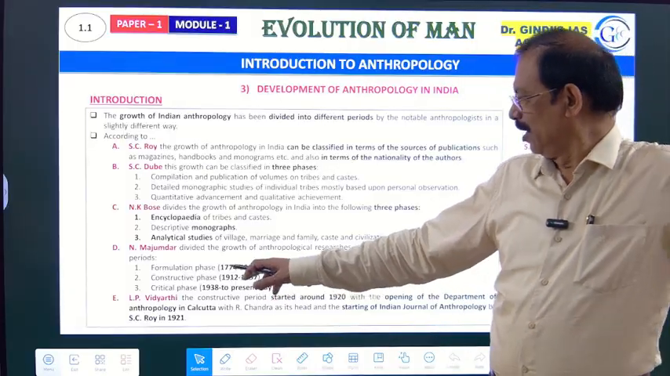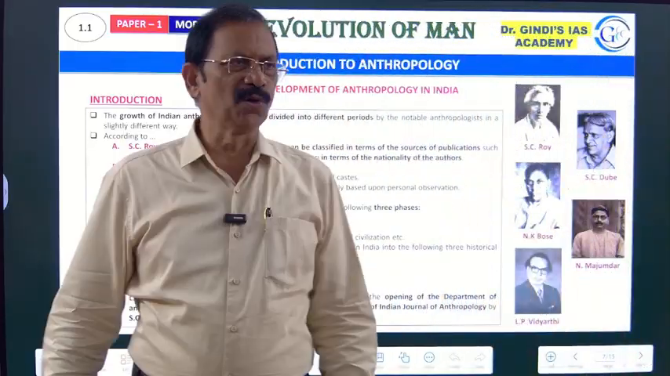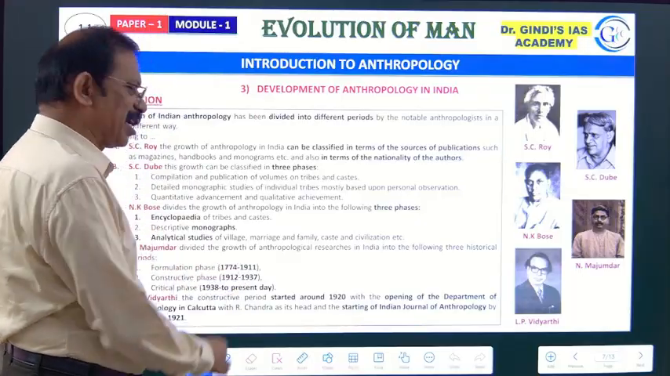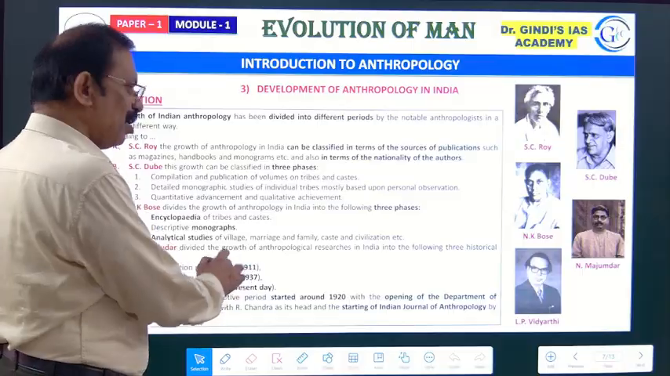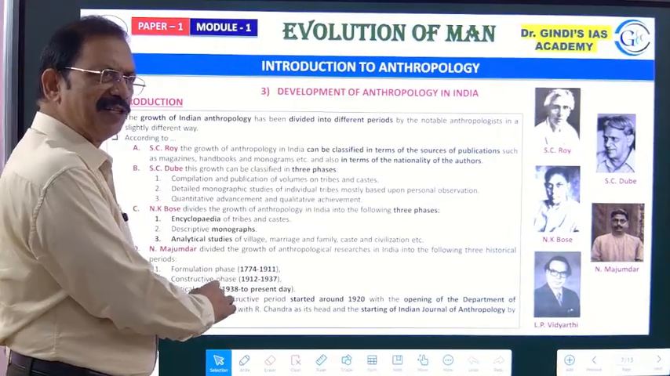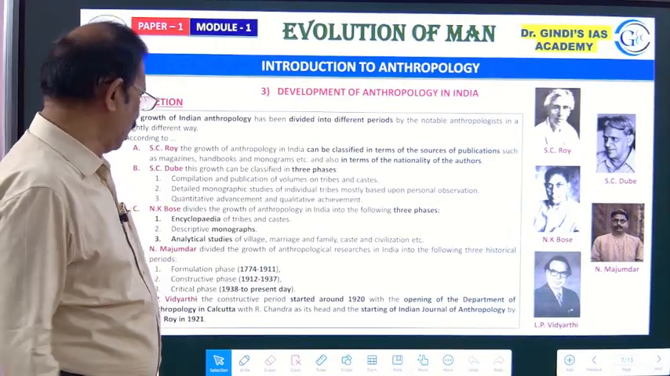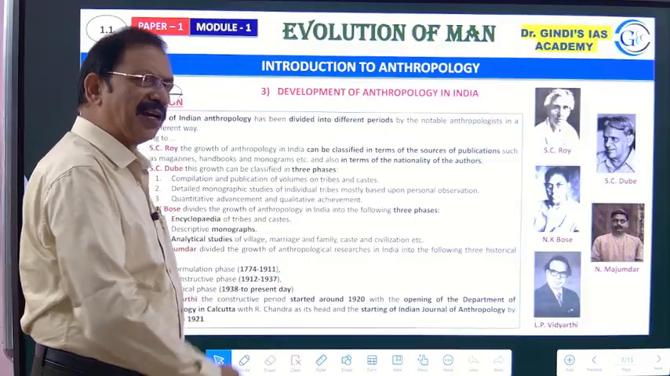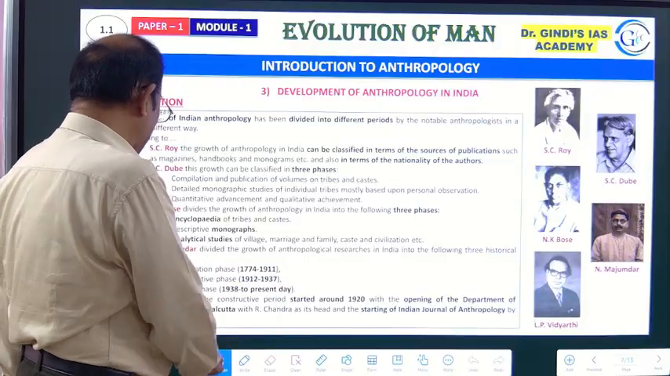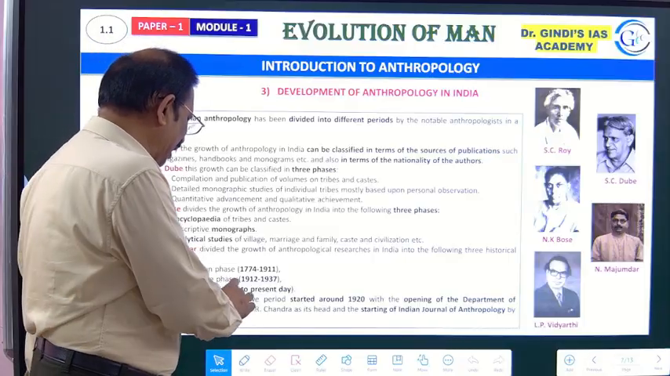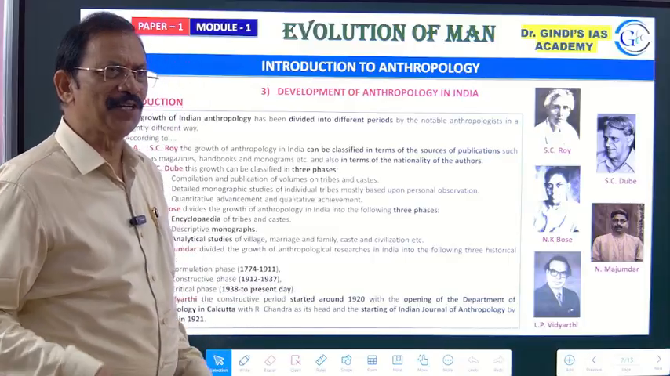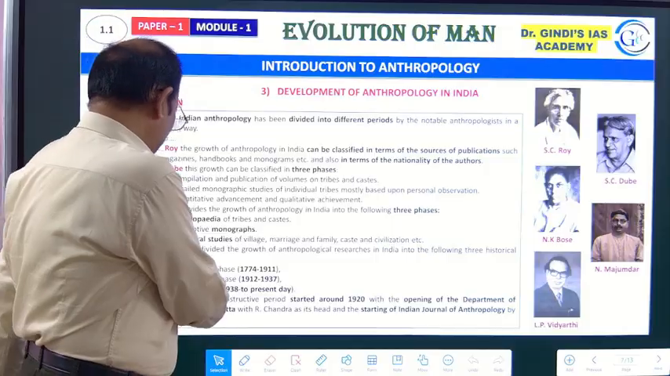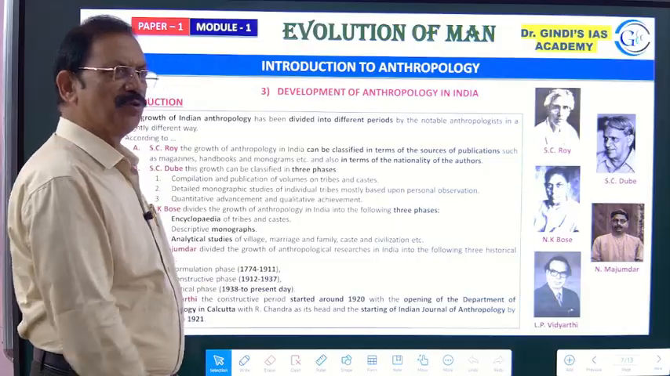So like this, he has divided the period also. Formulative stage means 1774 to 1911, and constructive stage means 1912 to 1937, and critical phase means 1938 to present date. So we are in the critical phase as per Majumdar.